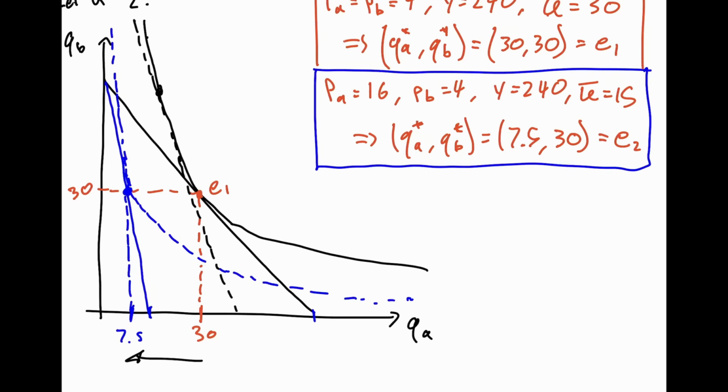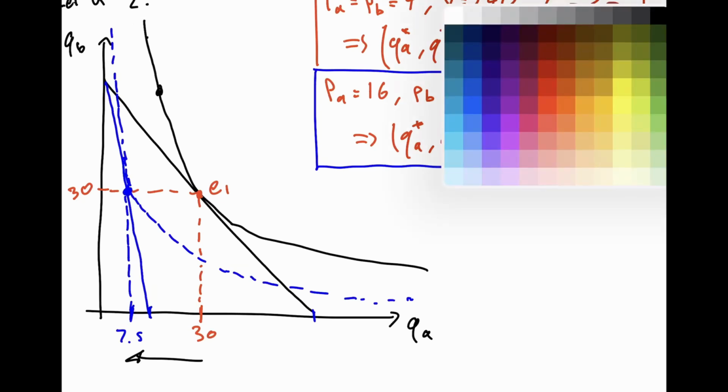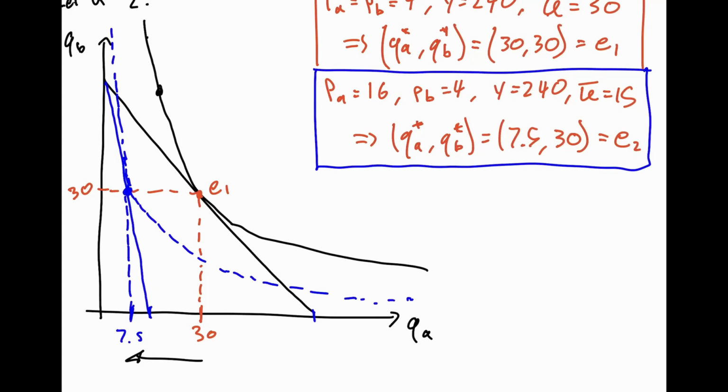Maybe let's do this in a different color. If we had a parallel line to our new budget, where would this point of tangency be? So I didn't quite draw it parallel, but imagine these two lines are parallel. Okay. Maybe we could draw it like this. Okay. So those two lines should be parallel. We have this intermediate point.